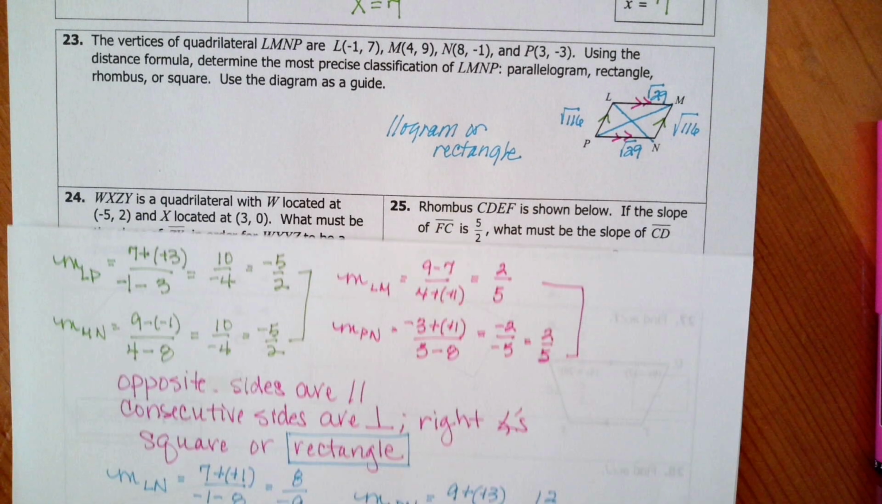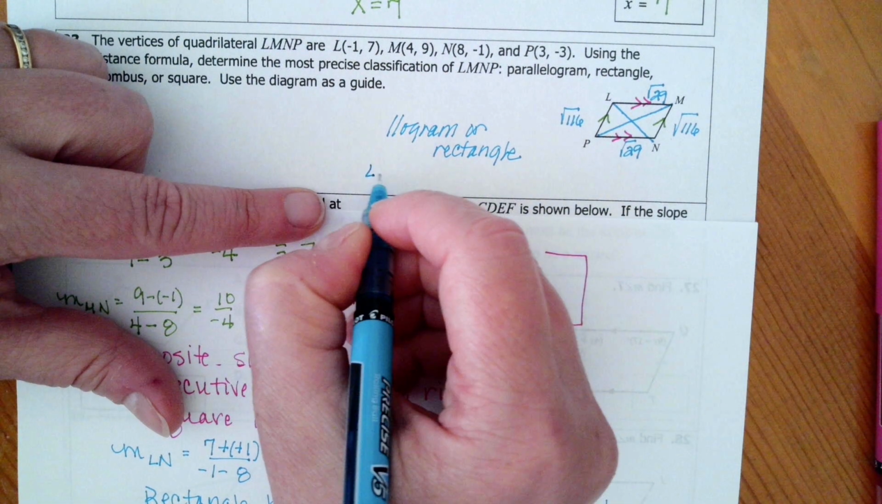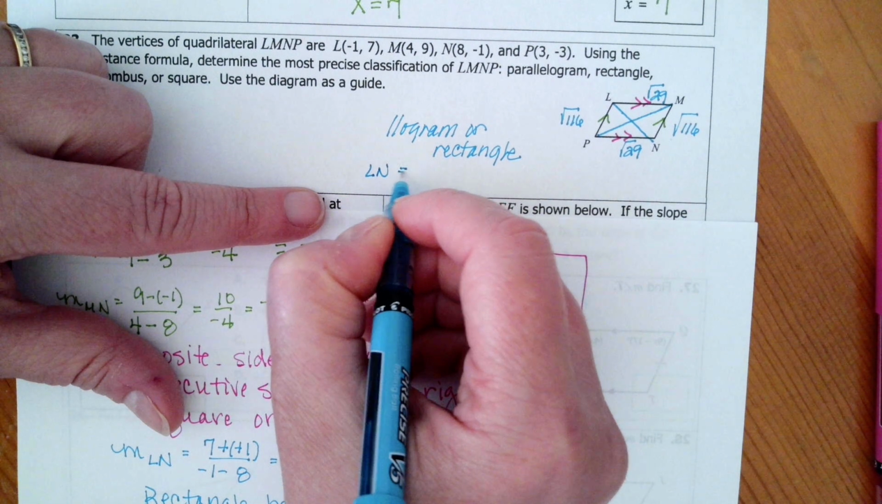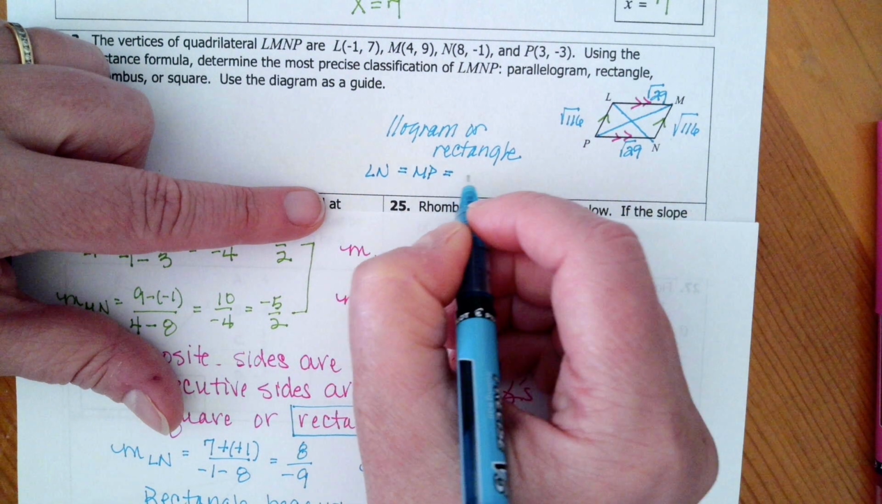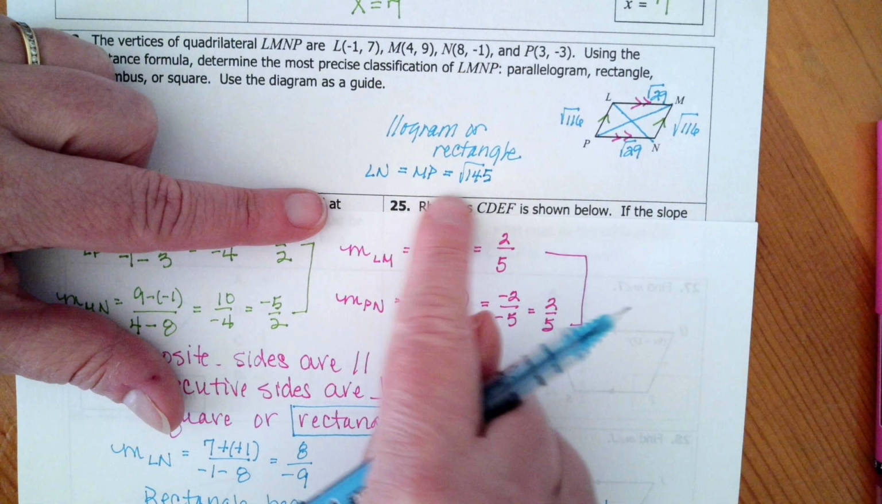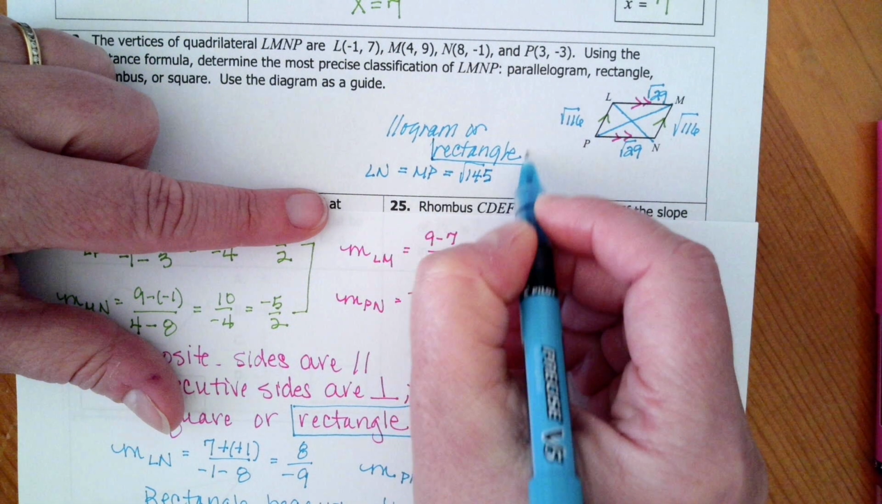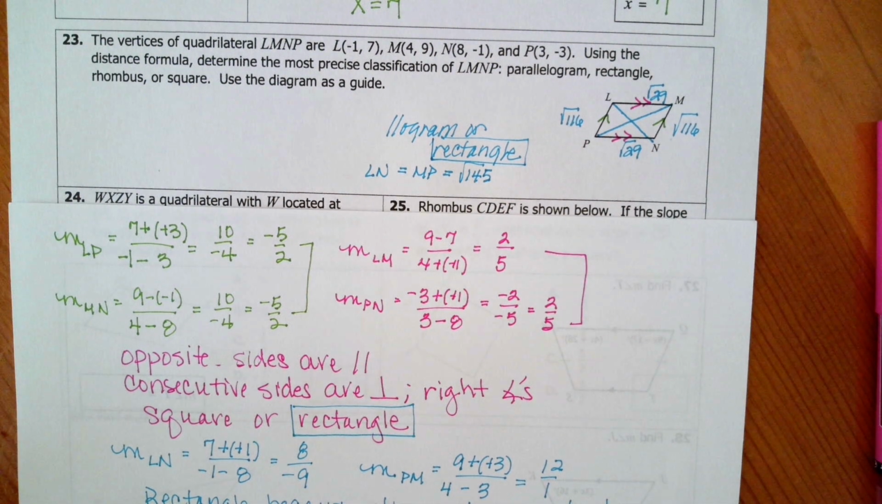And so when you look at those, if you had found the diagonals distance, so if you looked at L to N, that should have come out to the same thing as M to P. And both of those diagonals should have come out to 145. And so since your diagonals were congruent, you also would have wound up with a rectangle. So whichever method you used would be fine. You just need to make sure that you've got all your work and you've labeled it for that quiz tomorrow.